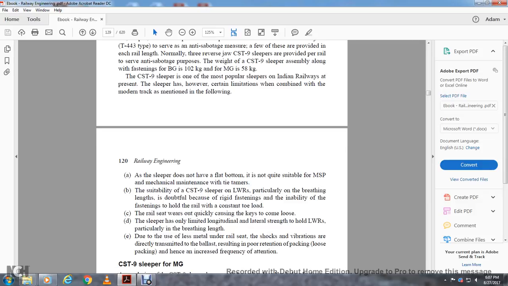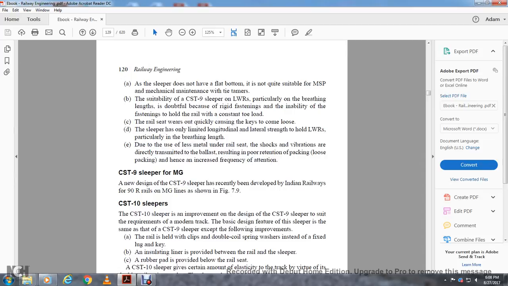The rail seat wears out quickly, causing the keys to become loose. The sleeper has only limited longitudinal and lateral strength to hold lightweight rails, particularly with the breathing length. Due to even less metal under the rail seat, shock and vibrations are directly transmitted to the ballast, resulting in poor retention or loose packing, and hence increased frequency of attention.